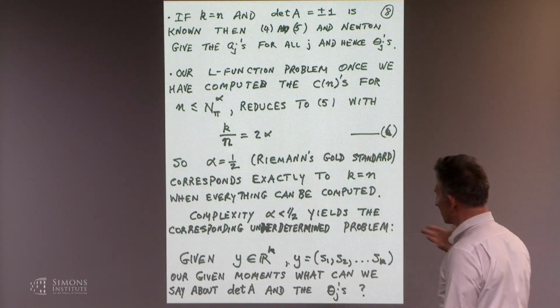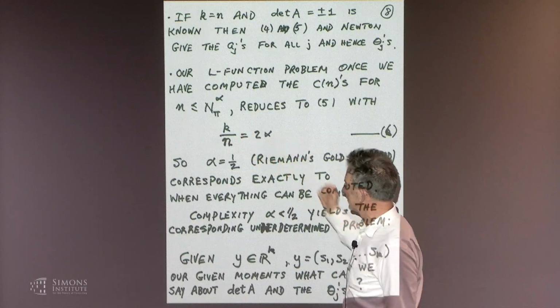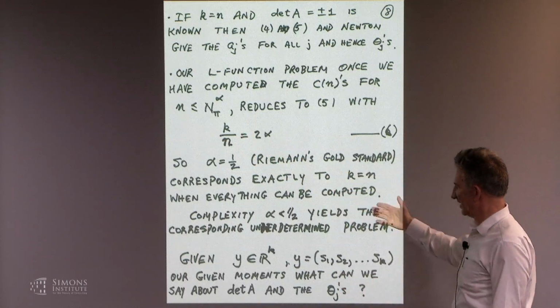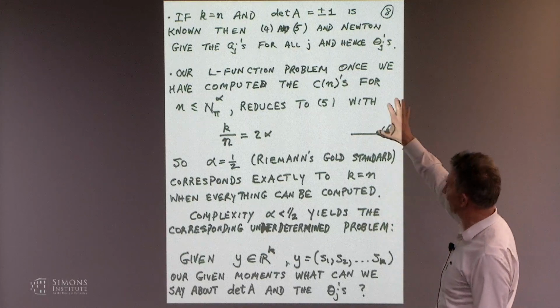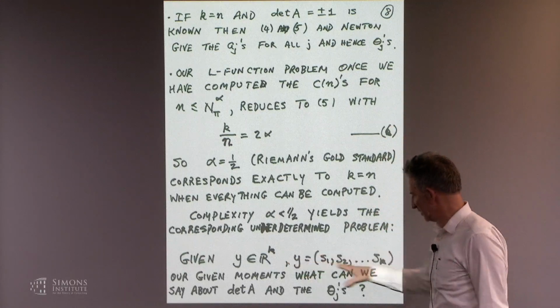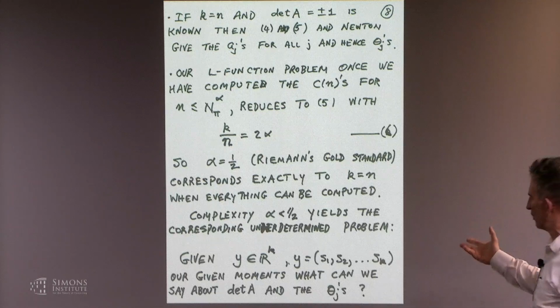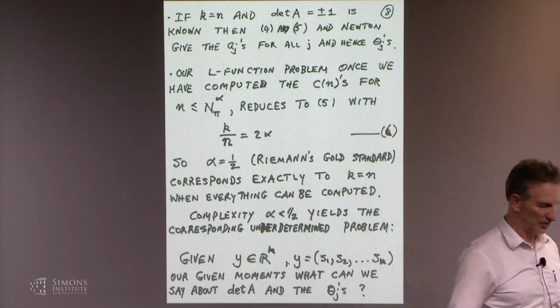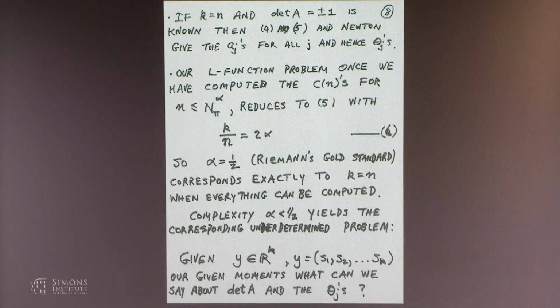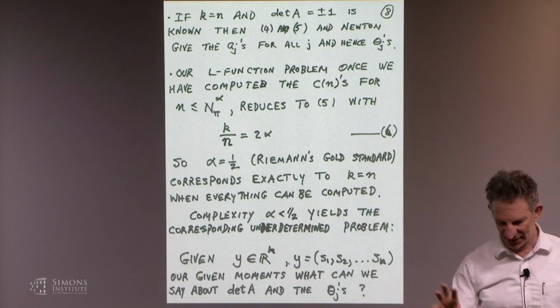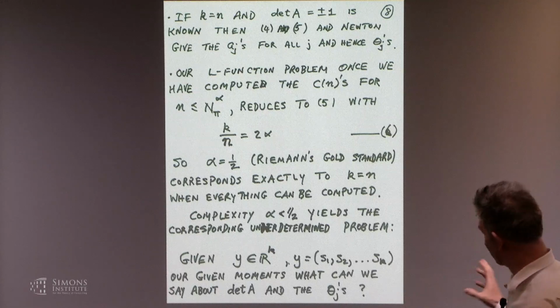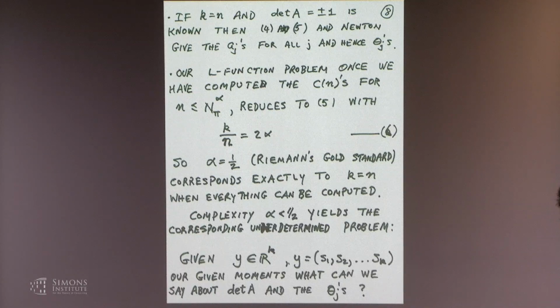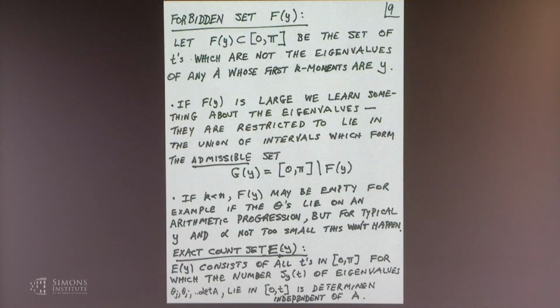But we want to go sub-exponential, so we want k over n, or this alpha, to be arbitrarily small. And that's the underdetermined problem, and it's a real algebraic geometry problem. What we are given is this vector y in R^k of moments. And what can we say about the thetas? This seems like a problem that should have been studied. I don't know why it hasn't been studied. There's one part that will connect to work of Chebyshev, Markov, and Krein. It's connected with moment curves, as you'll see in a second.